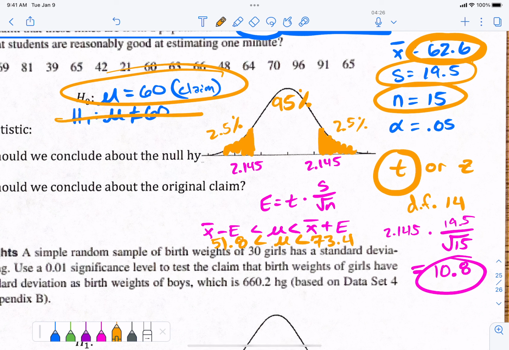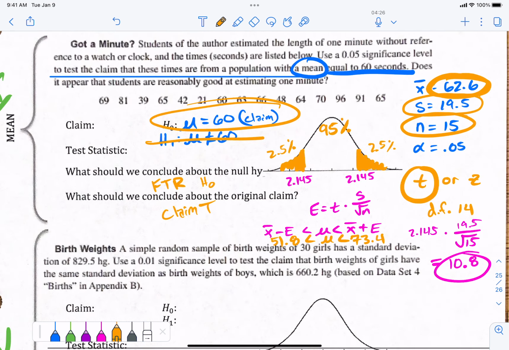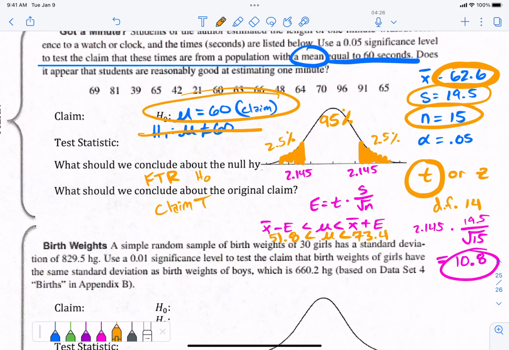So it's equal to, and we're going to cross off the bottom. So this is FTR H naught and the claim is true. It is equal to 60 minutes-ish. The average is about 60 minutes for whatever we're talking about. That was the confidence interval method.